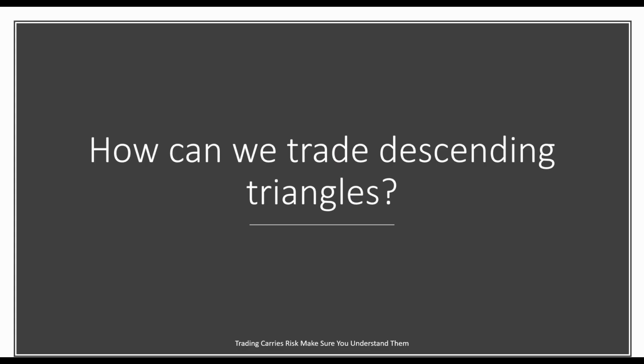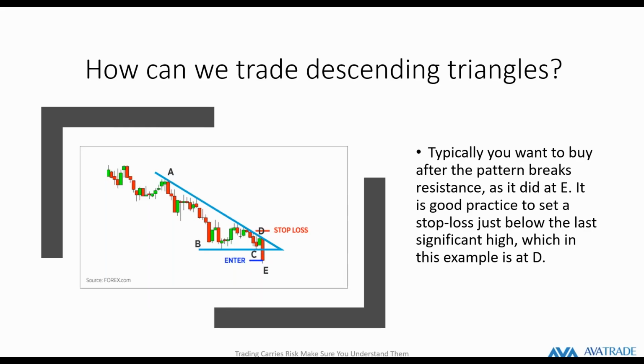So how can we trade descending triangles? Same exact way. Typically, you want to buy after the pattern breaks its resistance, as it did here in E. It's a good practice to set a stop loss just below the last significant high, 10 pips above the last significant high, enter down here. And in this case, we wouldn't have entered a trade yet because we have the breakout candle, but we don't have a confirmation candle and a third candle.